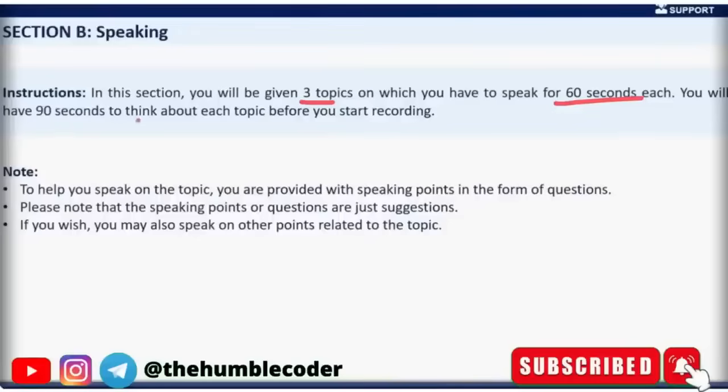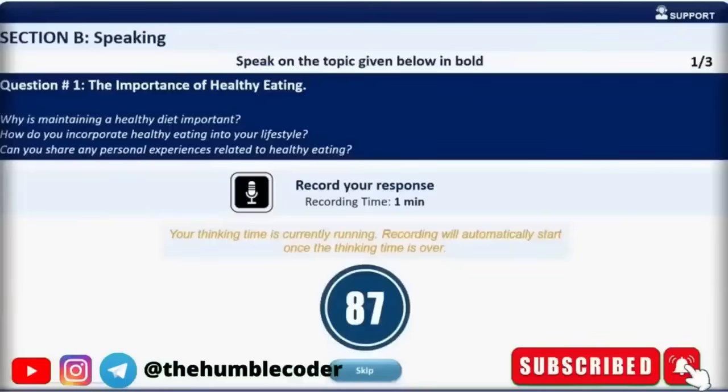You will have 90 seconds to think about each topic before you start the recording. There are some notes to help you speak on the topic. You are provided with speaking points in the form of questions. Please note that the speaking points or questions are just suggestions. If you wish, you may also speak on other points related to the topic. Let's see the first question.